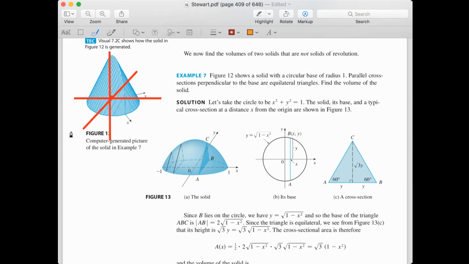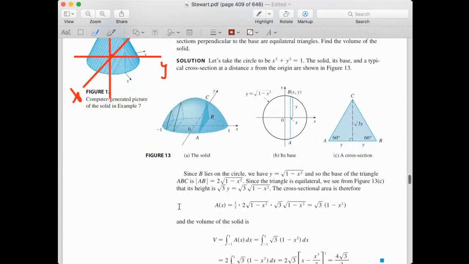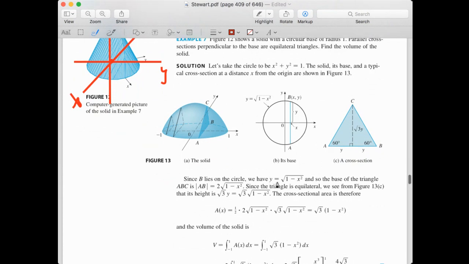So this is the x-axis. This is the y-axis. And this is the z-axis. So just thinking, on the xy plane, the base is a unit circle centered at the origin. We call this base B, right? So this one, we can write y equals the square root of 1 minus x squared.